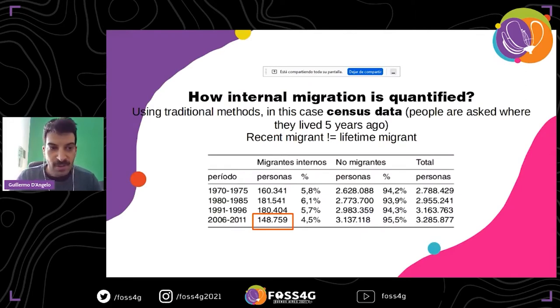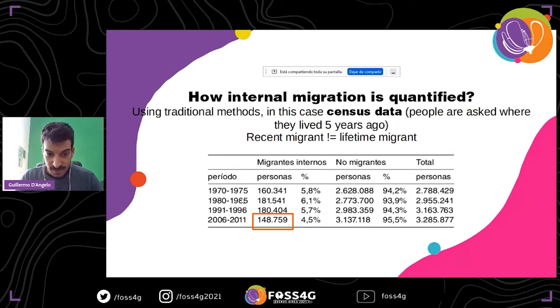So how is internal migration quantified? Well, in this case, using traditional methods, which is census data, where people are asked where they lived 5 years ago. So that would be a category of the recent migrant, which is not a lifetime migrant. A lifetime migrant would be the person that was born in some place and now lives in another place. A recent migrant would be the person that 5 years ago lived in another place, but now lives in the place where they were at the time of the census, which in this case was in 2011. So it's quite old now.